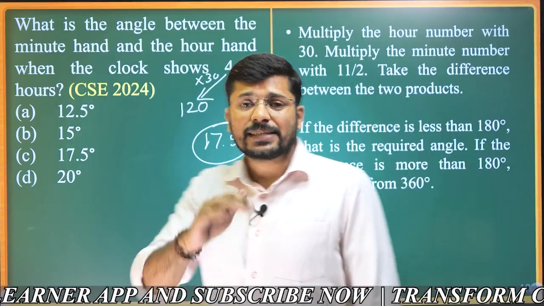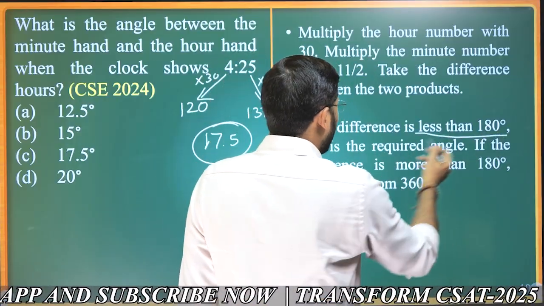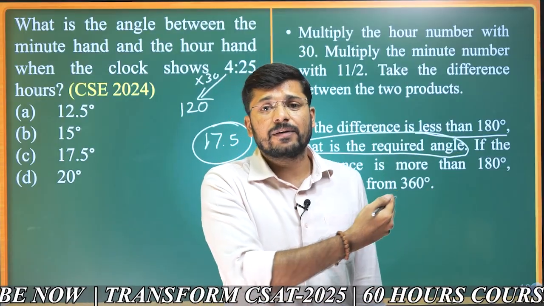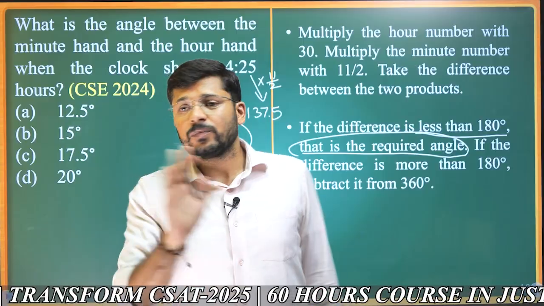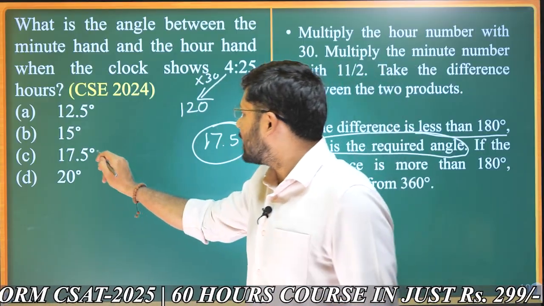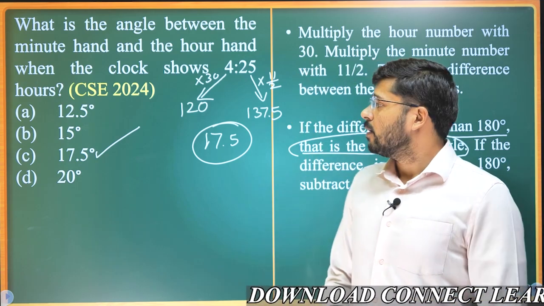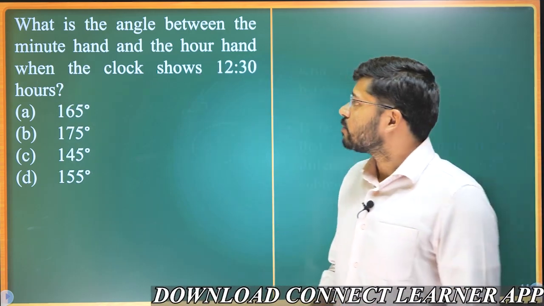Is 17.5 less than 180? Yes, it is less than 180. So that is the required angle. If it were more than 180, we should have subtracted it from 360, but it is less than 180. So we'll keep it as it is, and the answer is 17.5 degrees. So simple. Done. Now let us go to the next question.